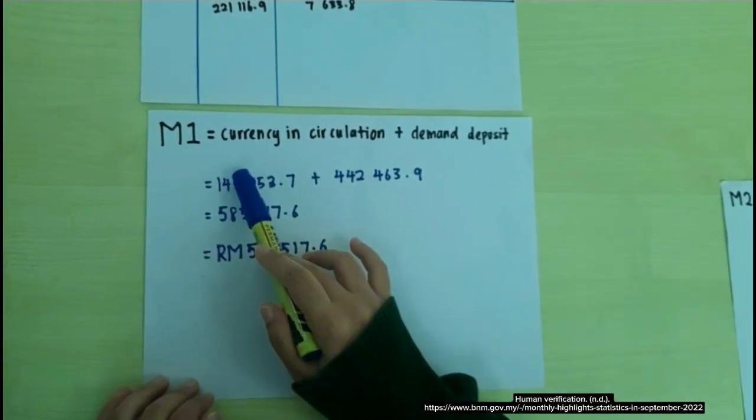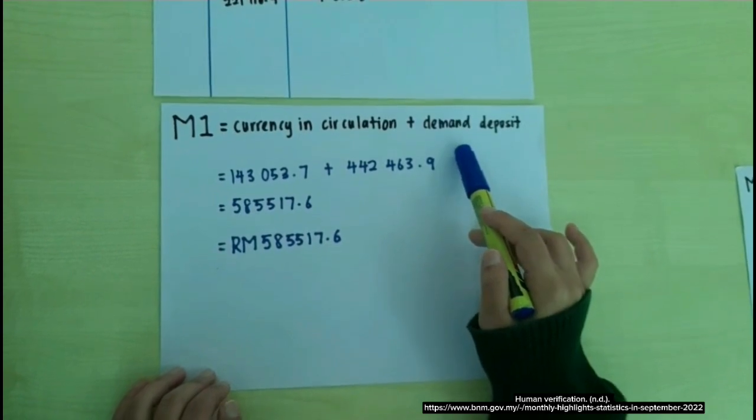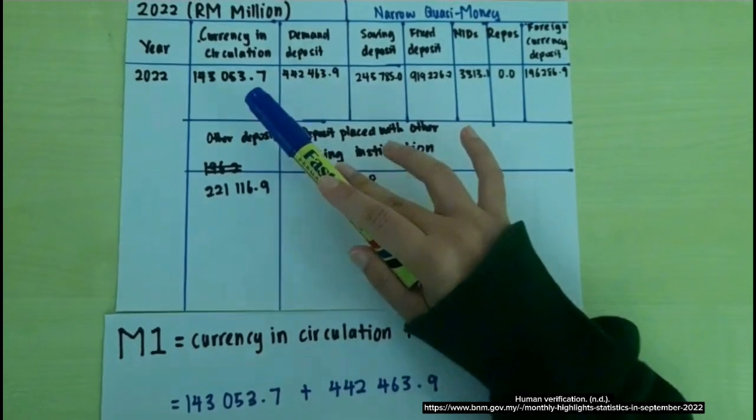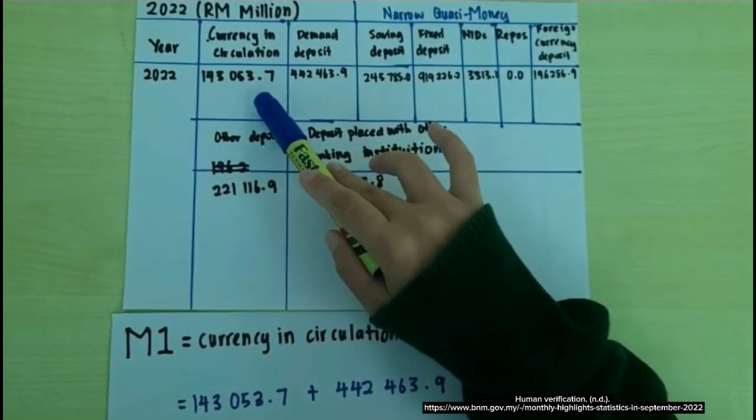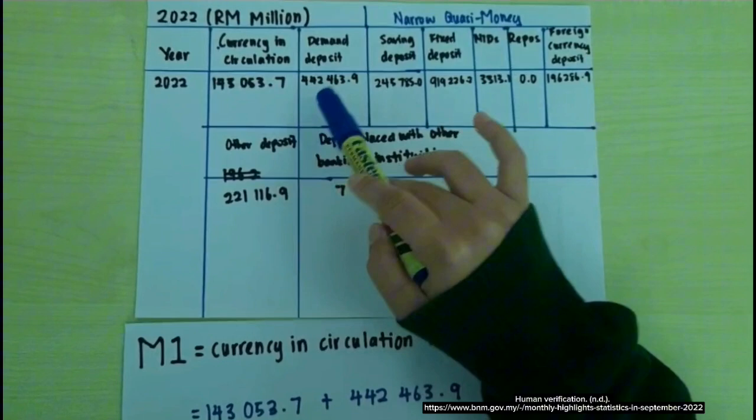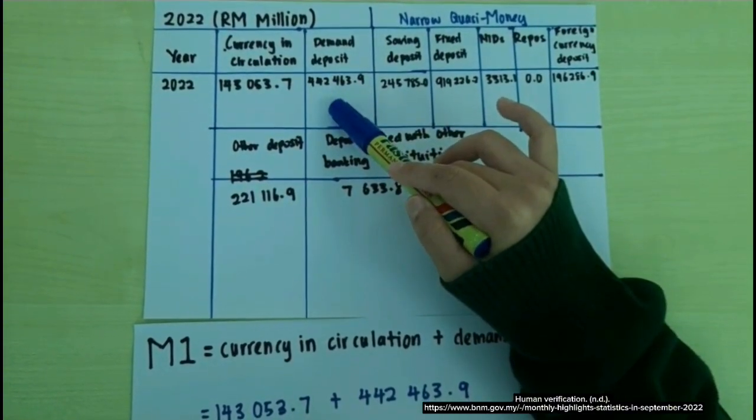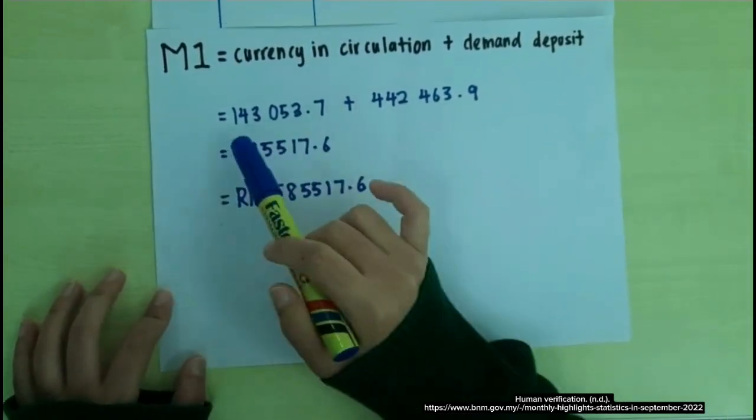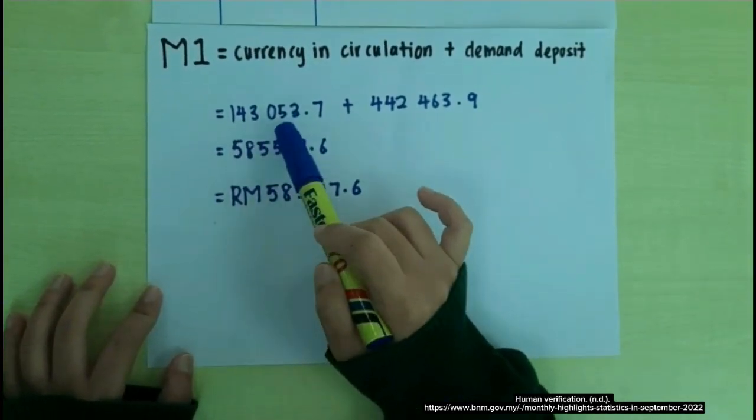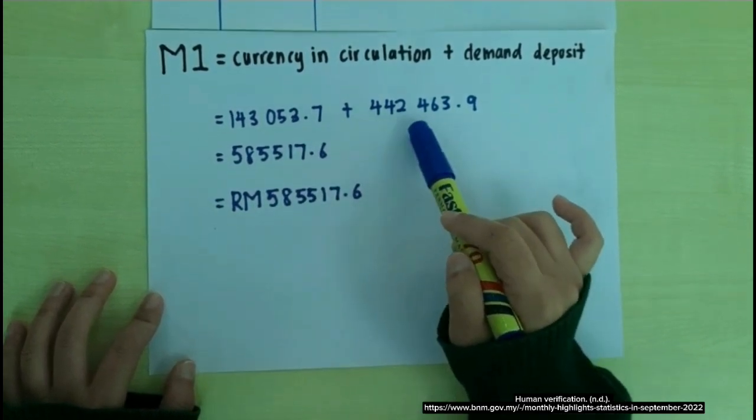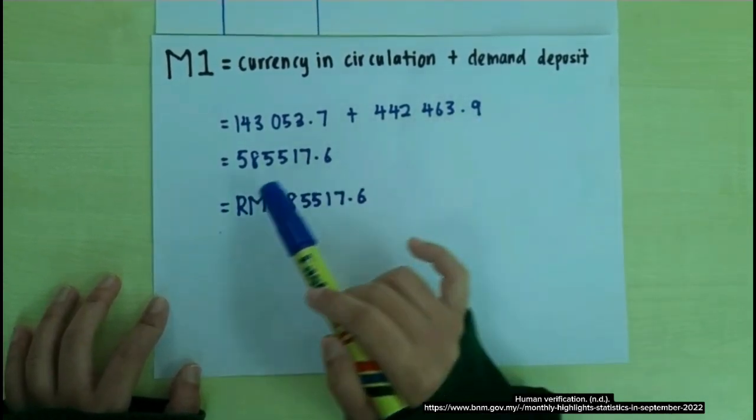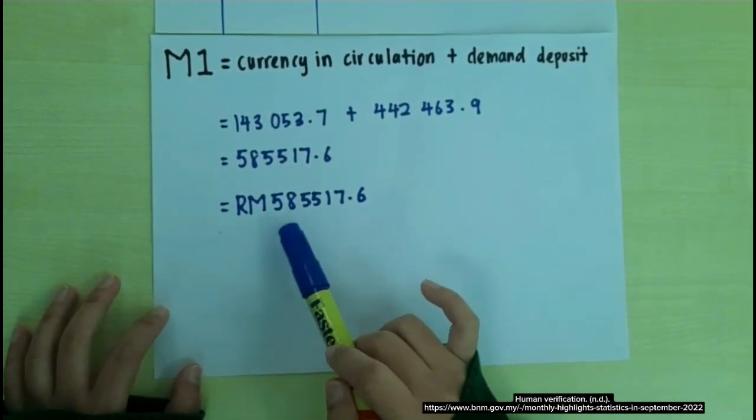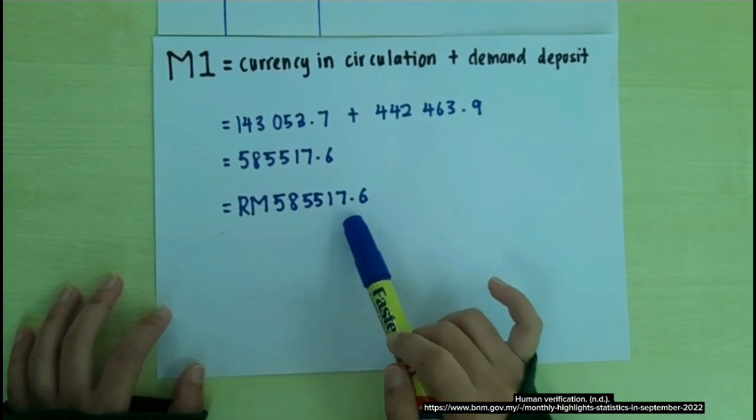So this is the formula for M1: currency in circulation plus demand deposit. Based on this table, we can find out that currency in circulation is 143,053.7, demand deposit is 442,463.9. So we just have to add it. 143,053.7 plus 442,463.9. So after summing it up, the total for M1 is 585,517.6.